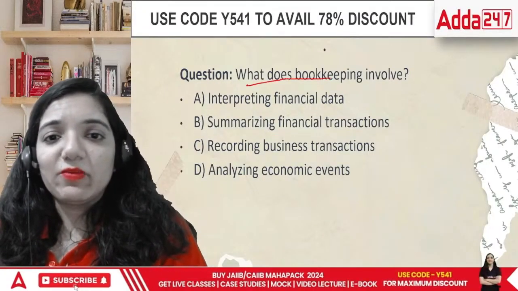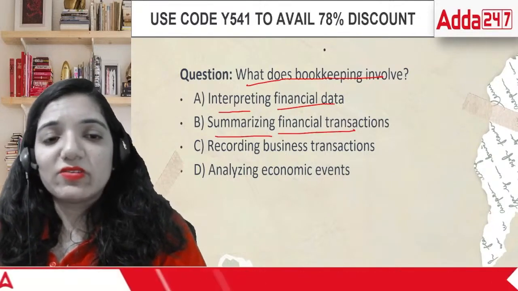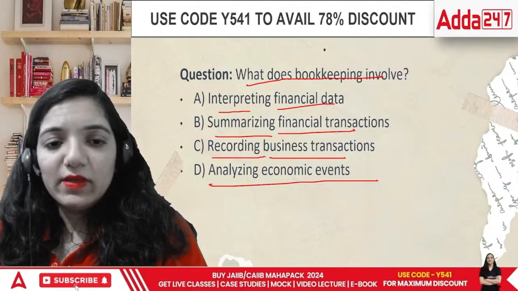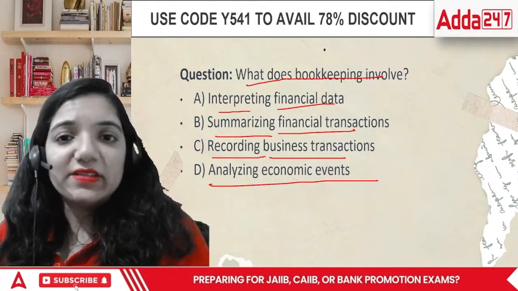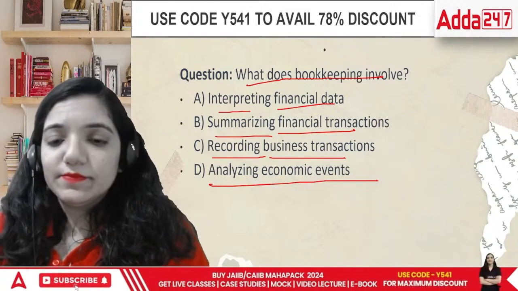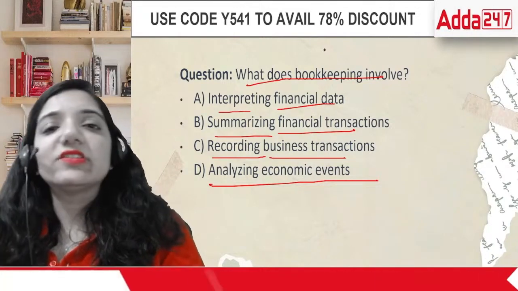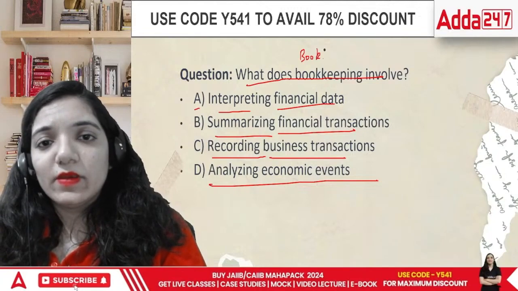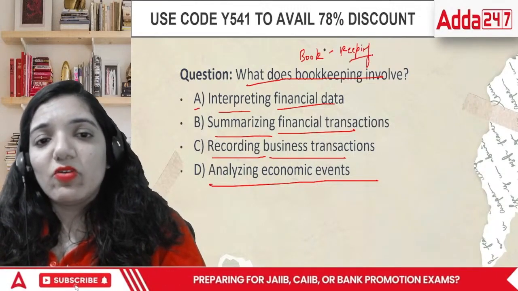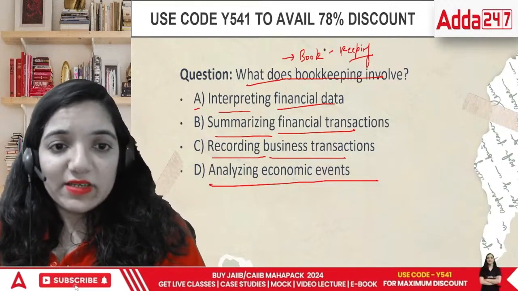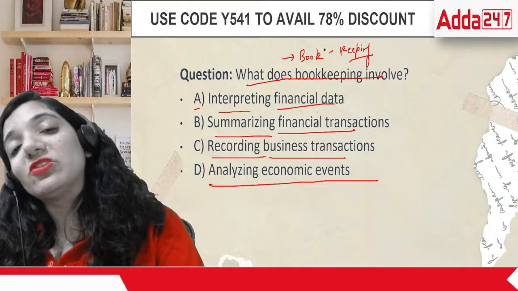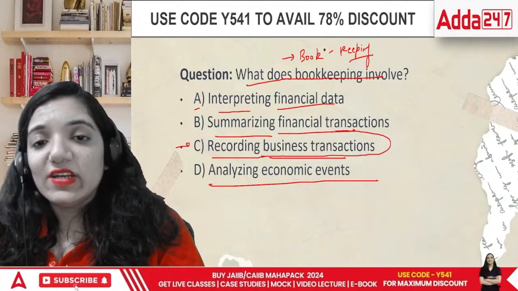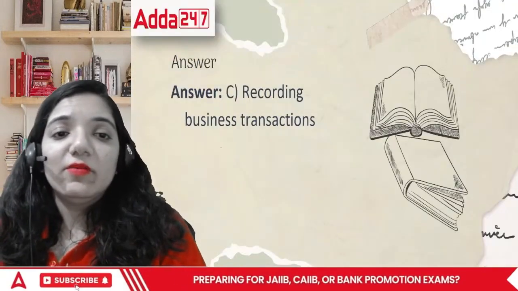Acha, what does bookkeeping mean, everyone? Interpreting financial data, summarizing financial transactions, recording business transactions, or analyzing economic events. What would be the answer? What does bookkeeping involve, everyone? Bookkeeping is one of the first terms to be used in terms of accounting. One of the basic things that happens is bookkeeping. Book and keeping. Book means whatever records of the organization are, you are noting it down every single day. Interpreting is when you are trying to understand it, but before interpretation, you have to note it down. When you are noting it down, it is recording the business transactions. So the purpose of bookkeeping is to record the business transactions.